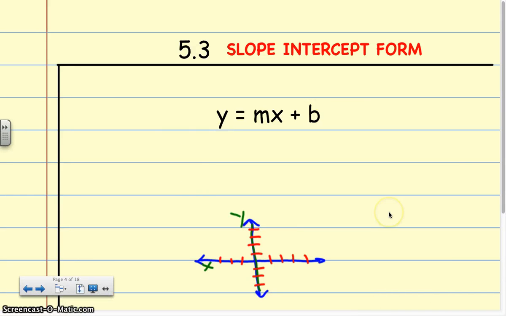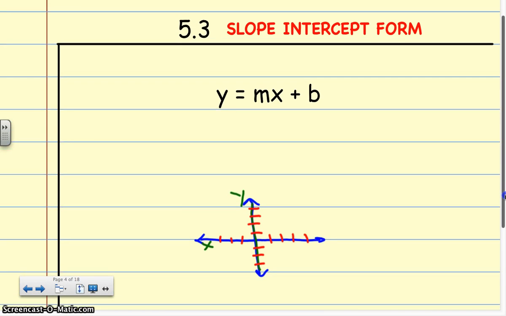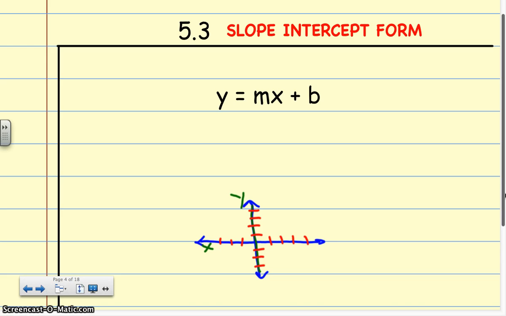Okay, in 5.3 we're getting introduced to what's called slope-intercept form. And you may have seen this equation around a few times before, y equals mx plus b. It is the building block of all 8th grade math. What you want to be aware of with this formula is this m really represents the slope and this b represents your y-intercept.